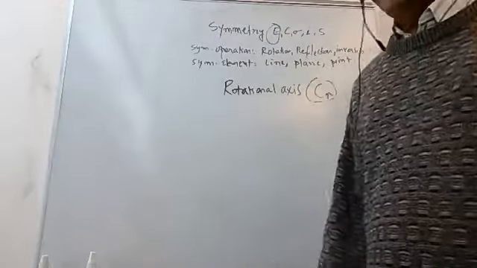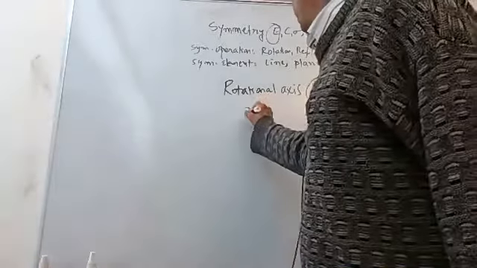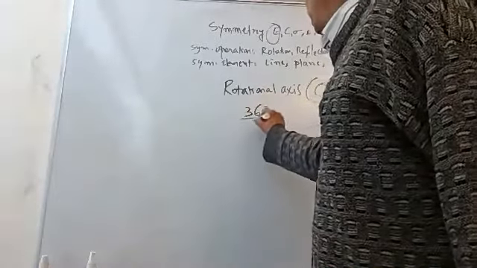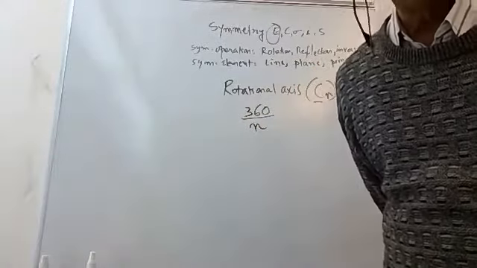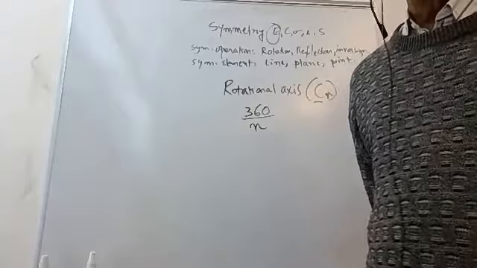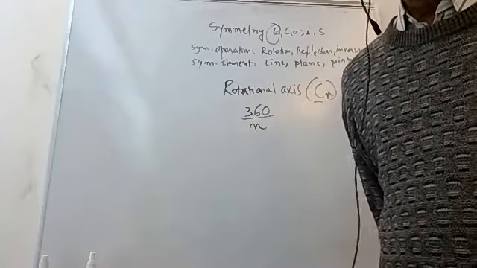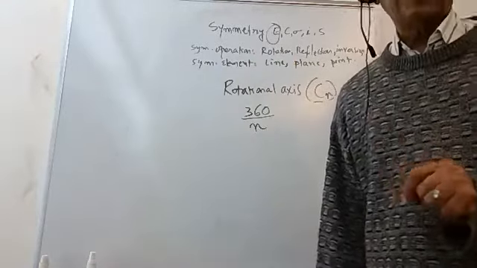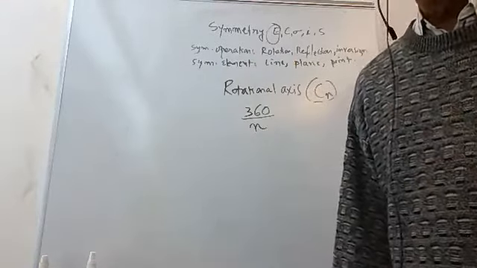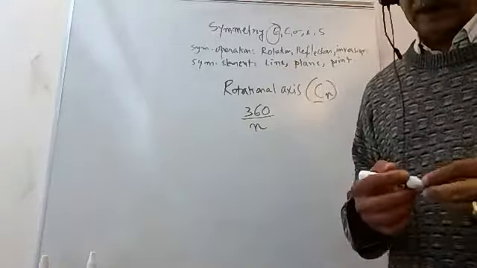Here is the meaning of n. If you rotate the molecule through an axis by 360 divided by n, and if the apparent shape of that object after this operation remains unchanged, we say the molecule has a Cn axis of symmetry.